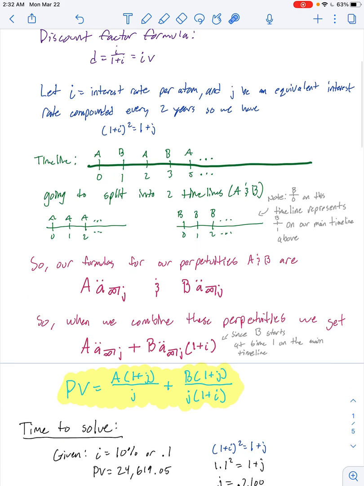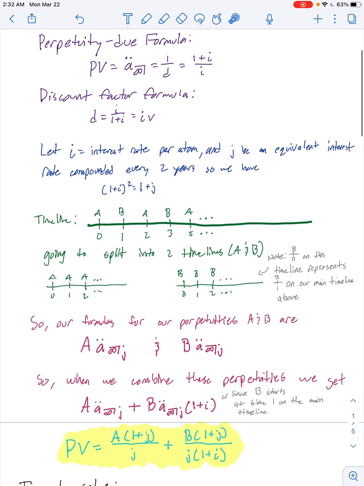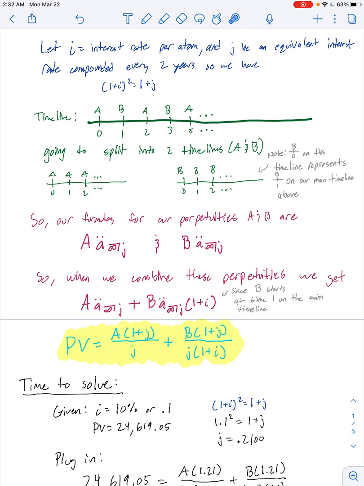And then I drew a few timelines. Since we have both A and B payments, we're going to get an A timeline and a B timeline to separate it out. So for the B timeline, it's important to note that when B is 0 right here, that represents B being 1 on the main timeline. So keep that in mind.